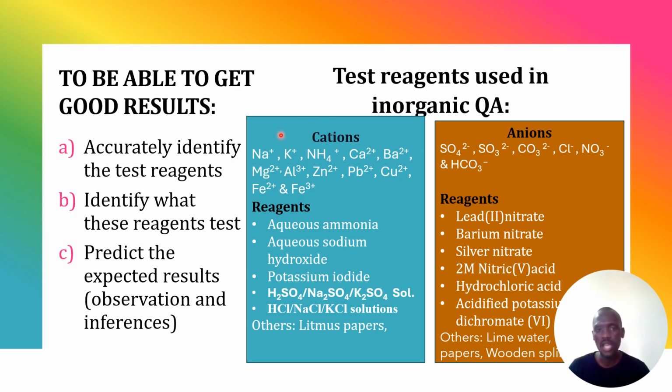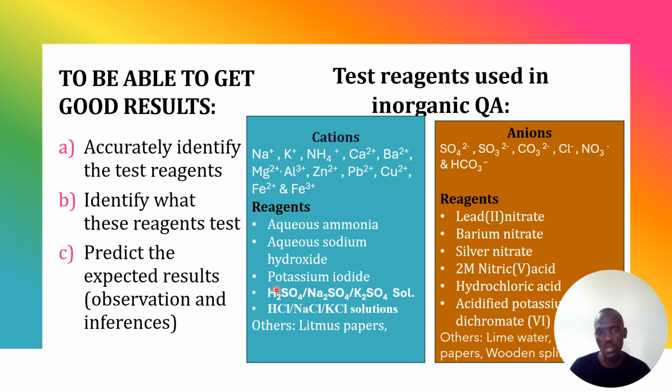Then we have the test reagents used in qualitative analysis for the test for metallic ions. The commonly tested metallic ions are sodium ion, potassium ion, ammonium ion, calcium ion, barium ion, magnesium ion, aluminium ion, zinc ion, lead ion, copper 2 ion, iron 2 ion and iron 3 ions. The reagents commonly used here are aqueous ammonia and aqueous sodium hydroxide, which are basically used in preliminary tests in qualitative analysis. We have potassium iodide, which is used as a confirmatory test reagent for lead ion, whether it is present or absent.